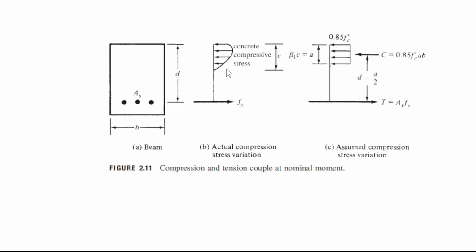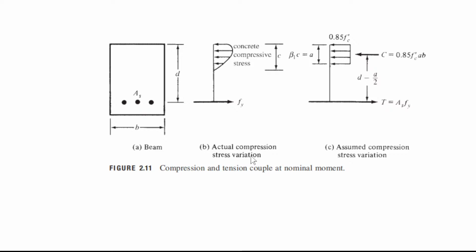Supposedly this is a triangle. The ideal is a equals beta 1 c. That is the equation: a equals beta 1 c. A is not equal to c. A is smaller than c, as you can notice here. But a is equal to beta 1 c. This is the shape. This is not a triangle, not a straight line. This is a curve. That is what we mean by the concrete compressive stress curve.